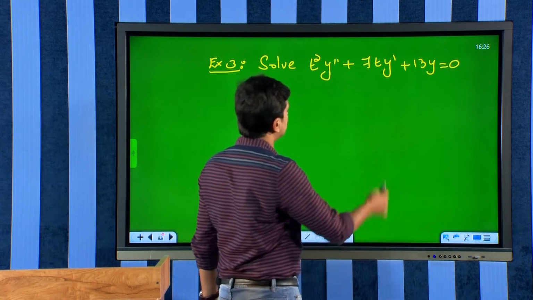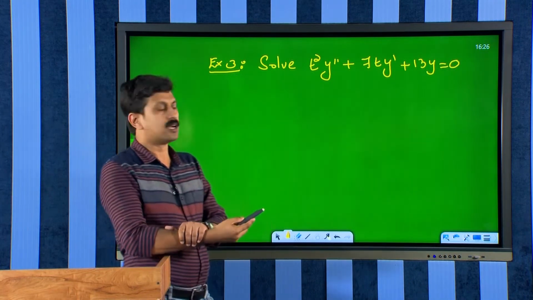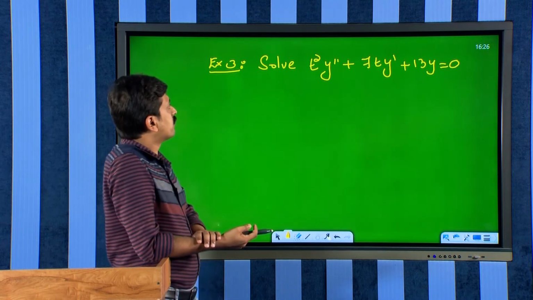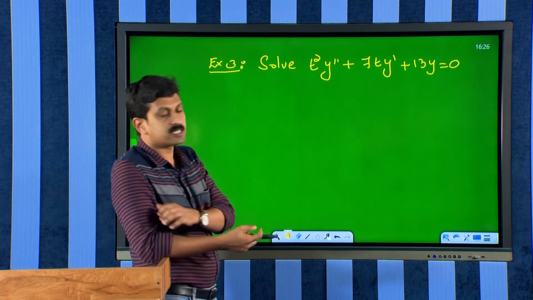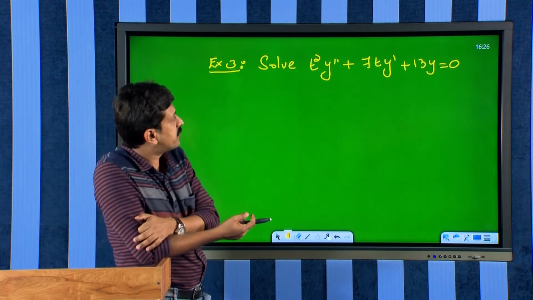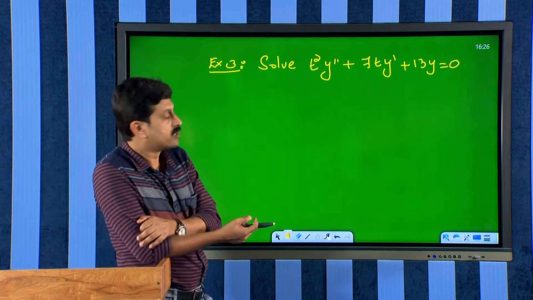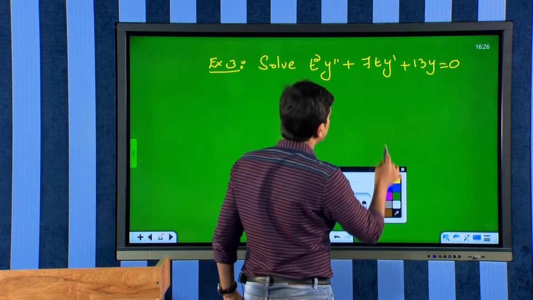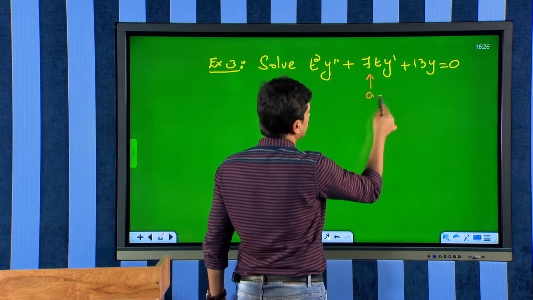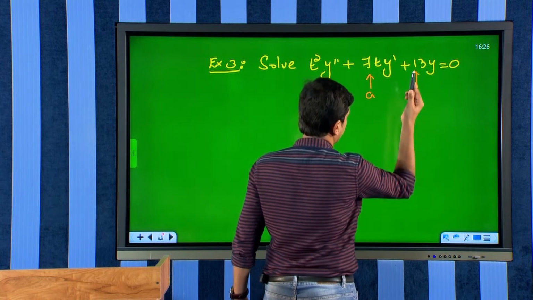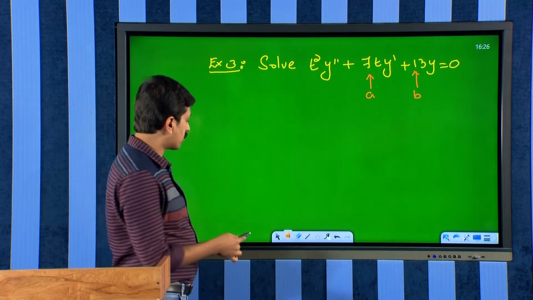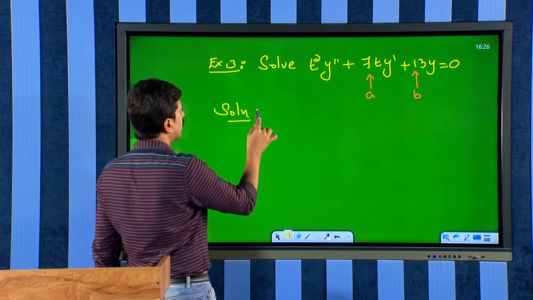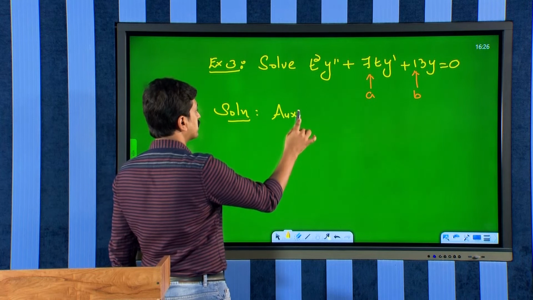See, my dear students, instead of x we used t as the independent variable. So instead of x square y double dash, here we have t square y double dash plus 7t y dash plus 13y equal to 0. So we can write the value of a is 7 and the value of b is 13. Therefore, as part of the solution we will write the auxiliary equation.